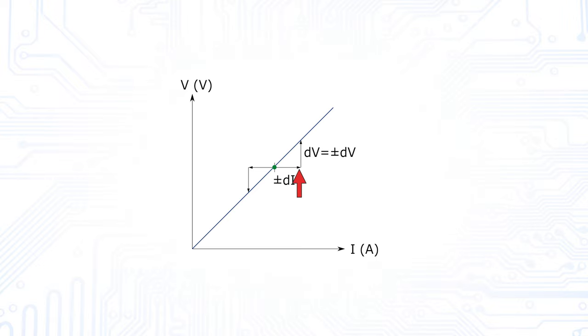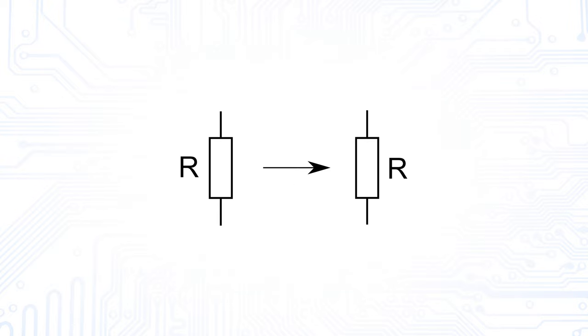Again, taking Ohm's law into account, we can draw the characteristic of a resistor. A small change in current leads to a small change in voltage and vice versa. Thus, a resistor just stays a resistor in the small signal equivalent circuit. Its small signal resistance is simply equal to its resistance.